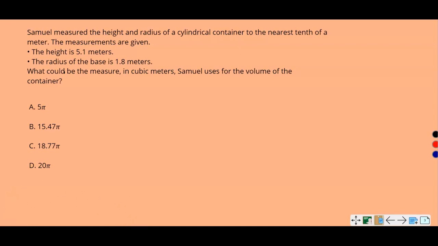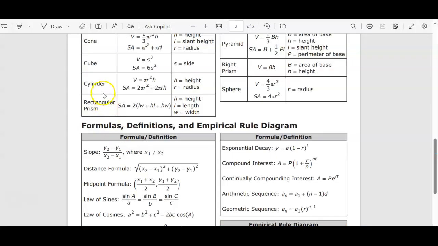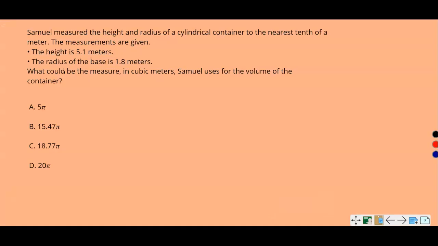All right, so if you have your EOC reference sheet, you can see here that the volume of a cylinder is pi r squared h. So that's the area of a circle times h, your third dimension, which gives you volume. So we're going to use volume equals pi r squared h. All right, so we know that we have, to the nearest tenth of a meter, 5.1 meters, 1.8 meters, and what could be the measure in cubic meters.